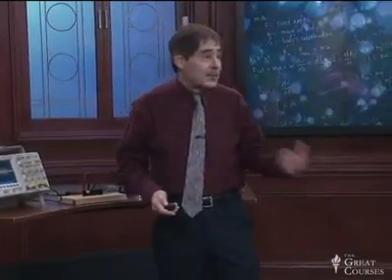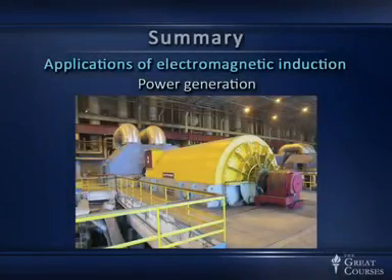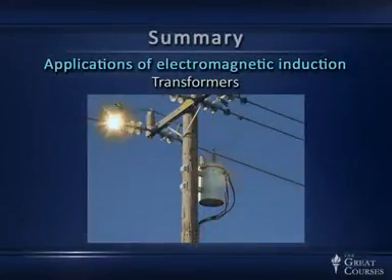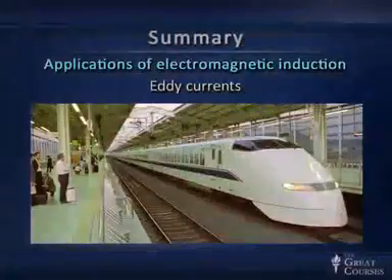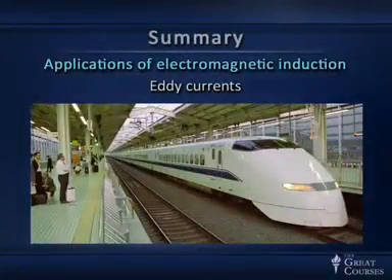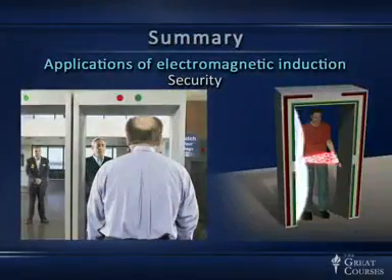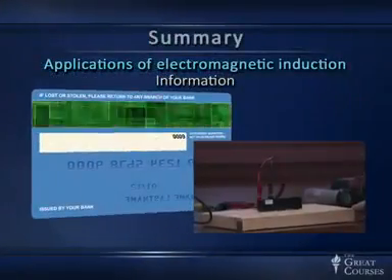Okay, let's wrap up with a summary of lecture number 37. And instead of giving you a verbal summary, here's just an example to remind you of the many, many devices in your everyday life that use electromagnetic technology. Electric power generation, the transformers that send voltages up and down, transducers like microphones, the less obvious eddy currents that are flowing in bulk materials, the security devices like metal detectors, and finally the information technologies, especially card swipers.